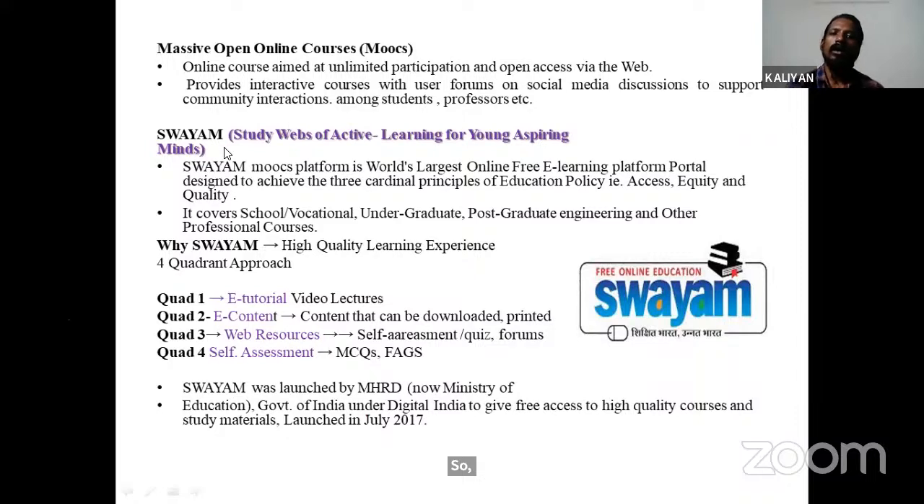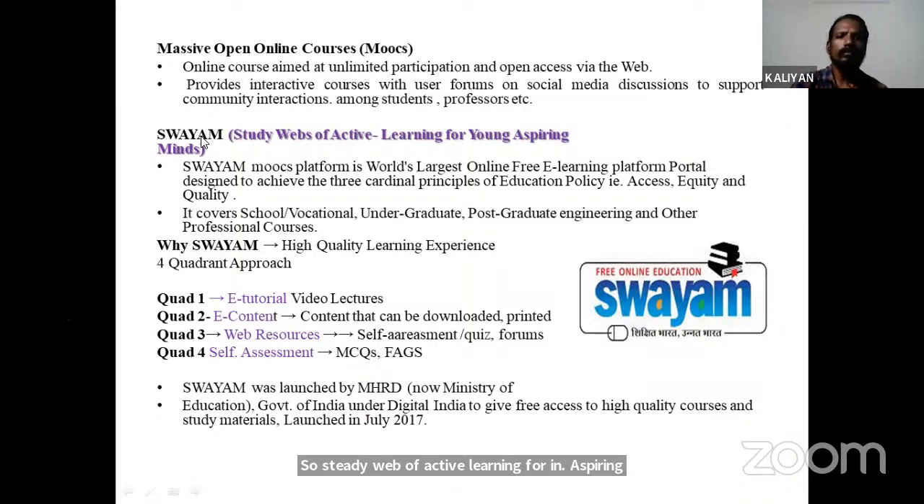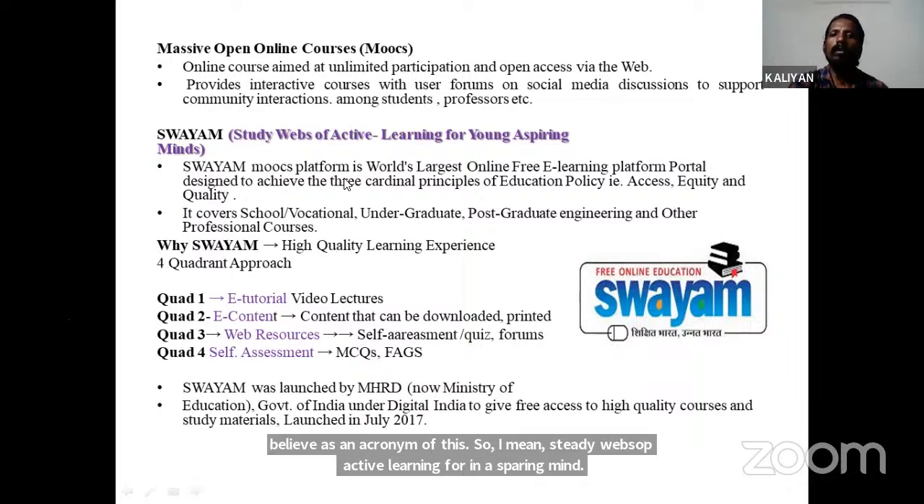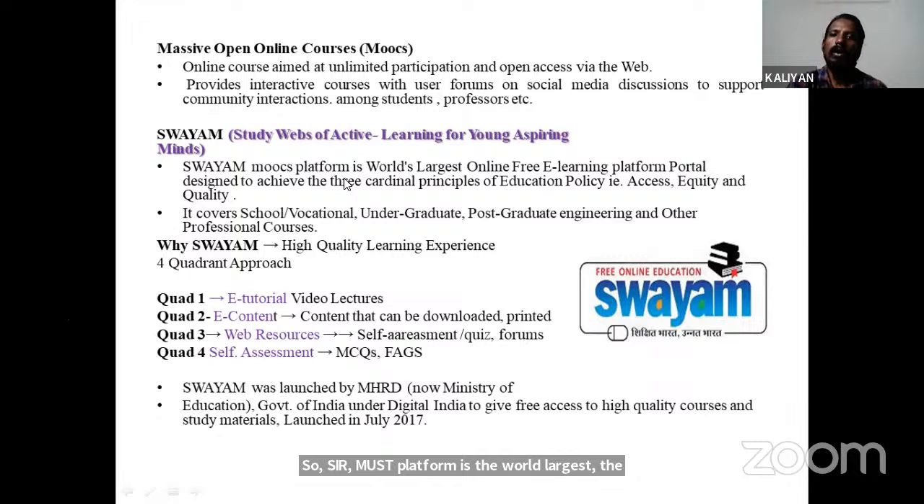Next is the SWAYAM. SWAYAM is Study Webs of Active Learning for Young Aspiring Minds. So what will the question ask? What is the abbreviation or acronym of SWAYAM? SWAYAM means Study Webs of Active Learning for Young Aspiring Minds. The SWAYAM platform is the world's largest online free e-learning portal. It is designed to achieve three cardinal principles of education policy: access, equity, and quality. It covers school, vocational, undergraduate, postgraduate, engineering, and other professional courses. With SWAYAM we can acquire high quality learning experiences.